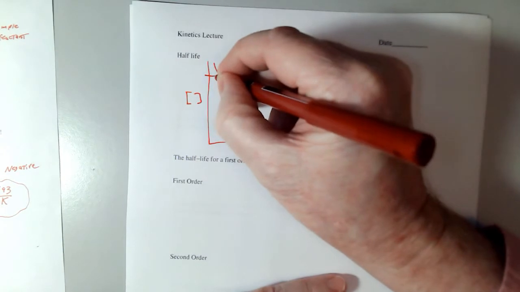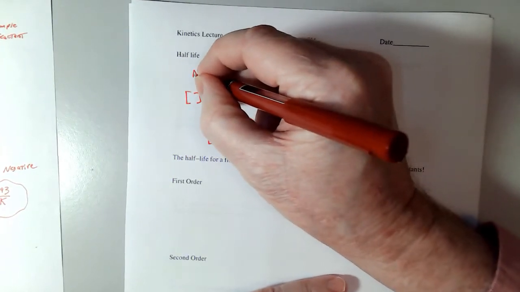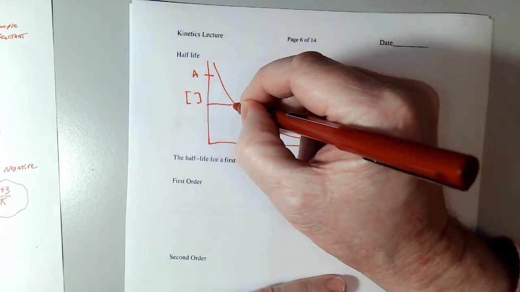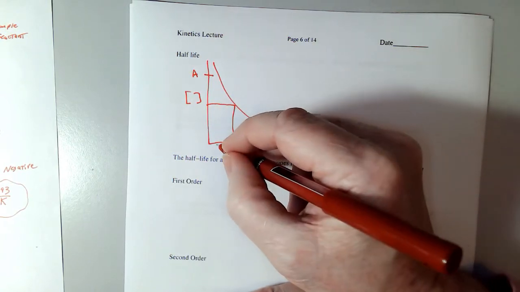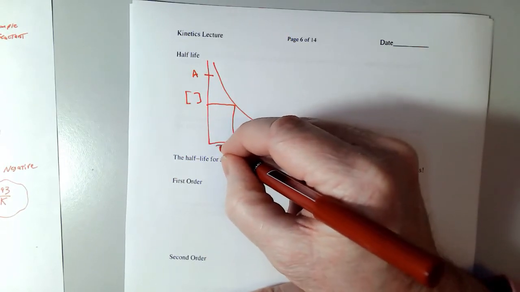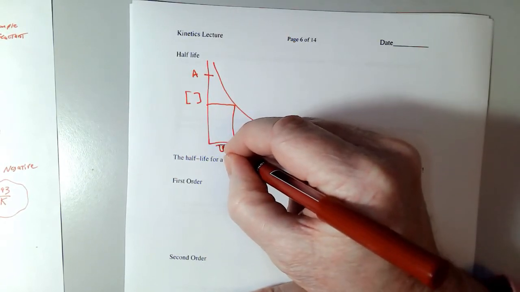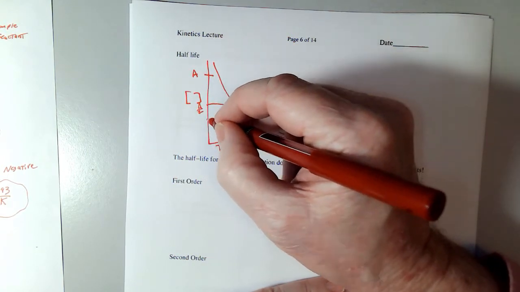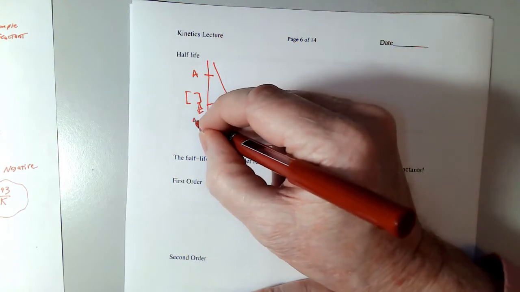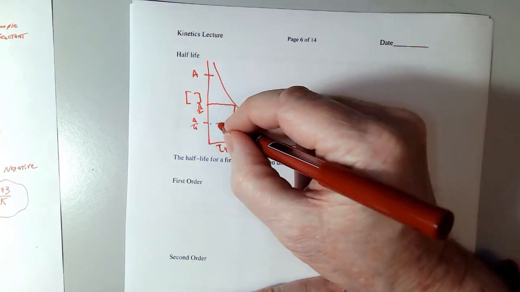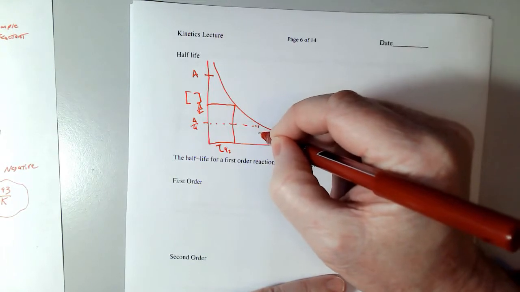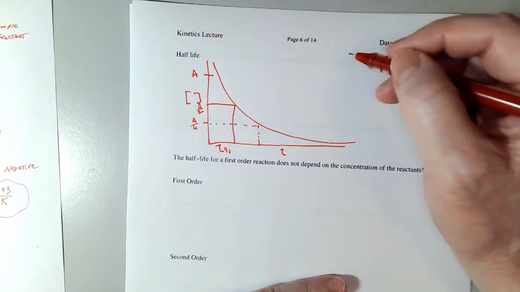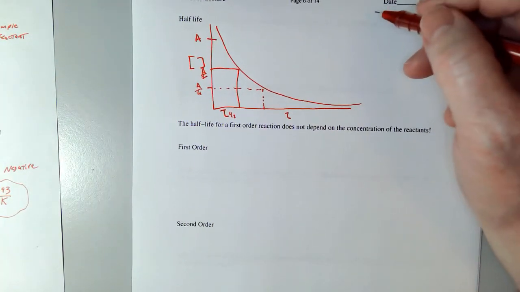Now, if this is, call it concentration of A, and we cut that in half, draw this over, draw that down, this amount of time should be the half-life, T1/2. Now that's A over 2. Now if we cut that in half, A over 4, and we do the same thing, this should be the same amount of time as this was. Okay, and it's pretty close the way I've drawn it.